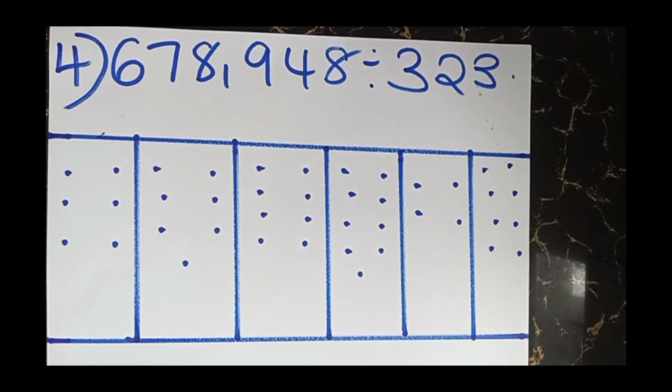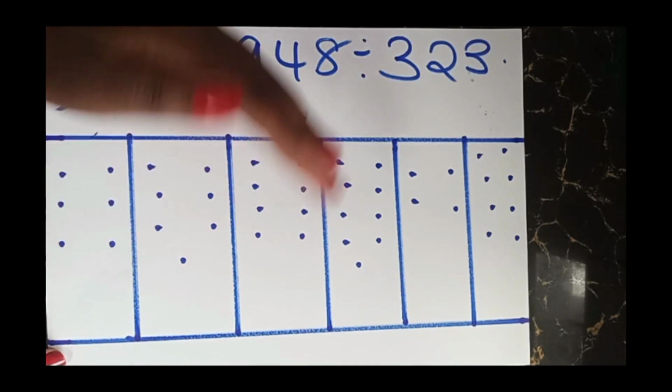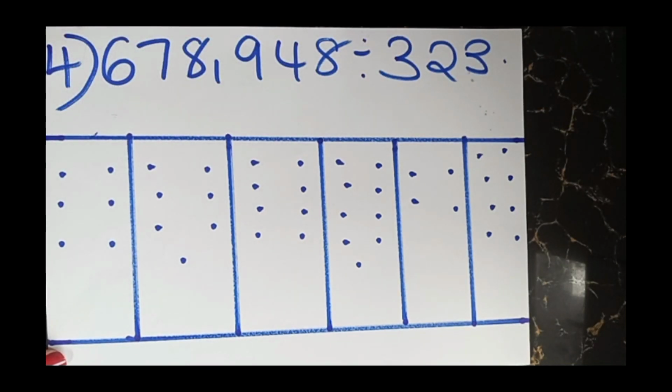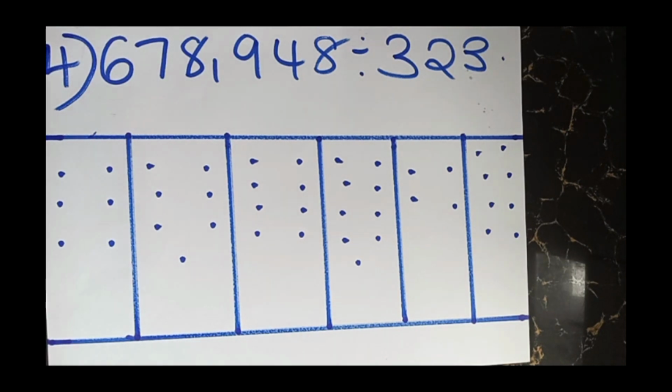Okay, and 323 is also a 3-digit figure. So we'll space it out the way we did the previous example. This is the ones place, tens, hundreds place. Are we together? So how many groups of 323 does this number have?